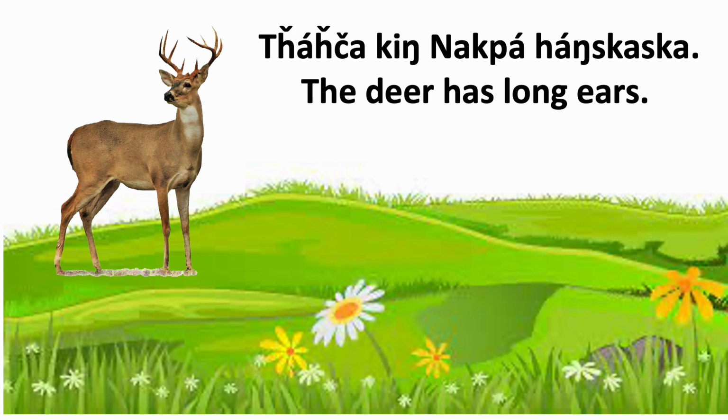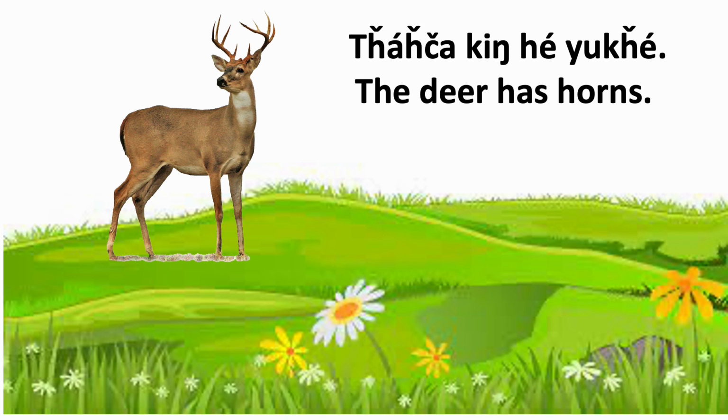But in this example, because it has 2 ears, we're going to reduplicate it. So takhja ki nakpa hanskanska. The deer has long ears. Takhja ki he yukhe. All right, so he is horns, and yukhe, it exists for this deer. So in other words, this deer has horns.